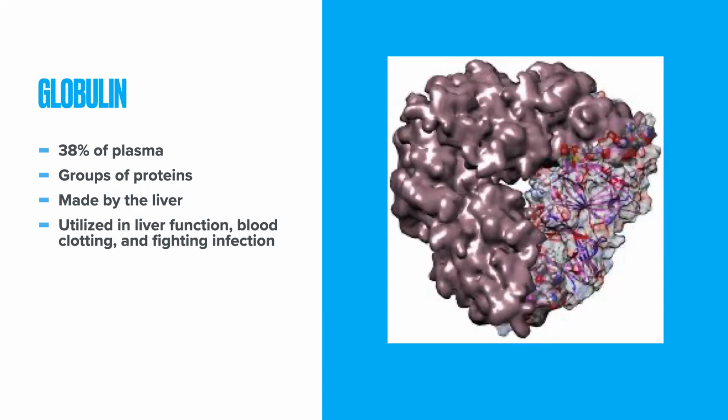So you can see on the globulin, the exterior looks pretty messy. And even on the inside, there's multiple different colors and parts and pieces that make up those groups of proteins.